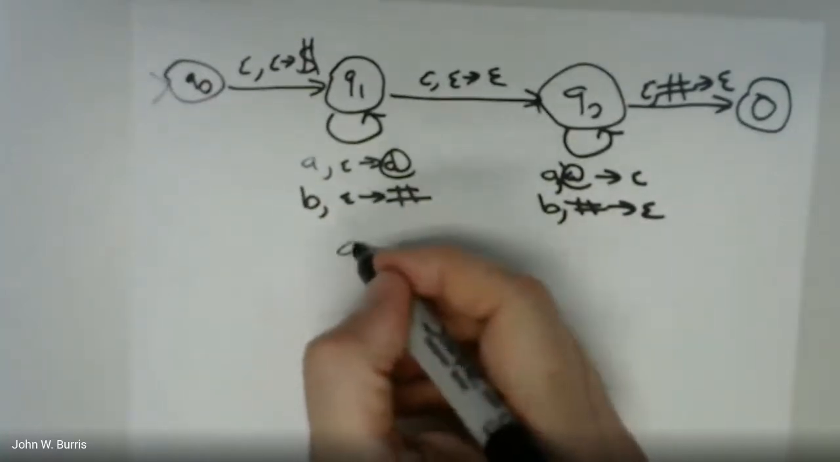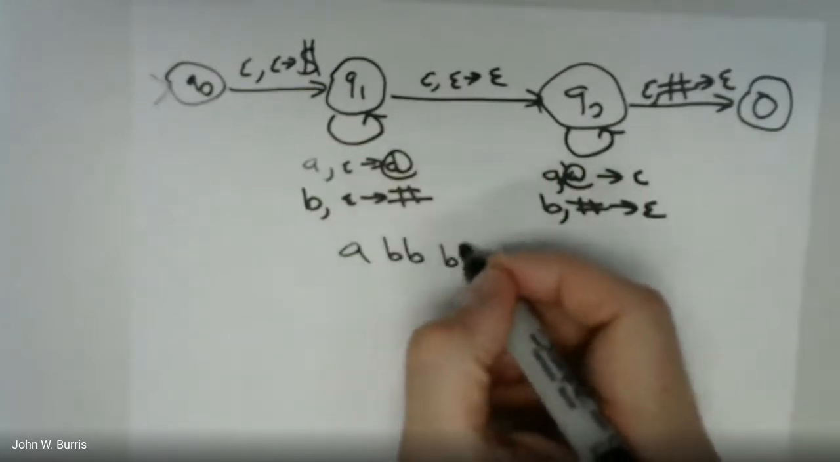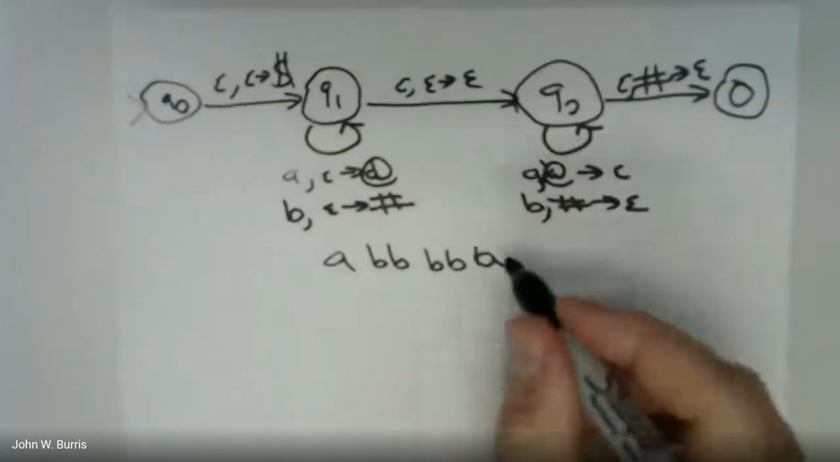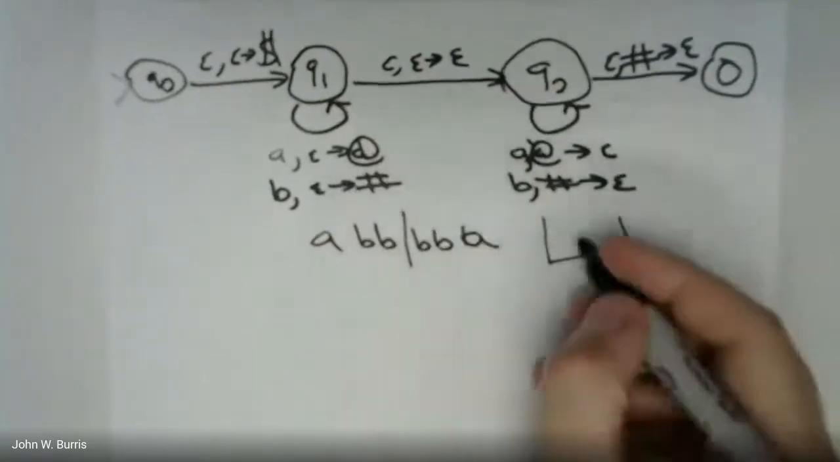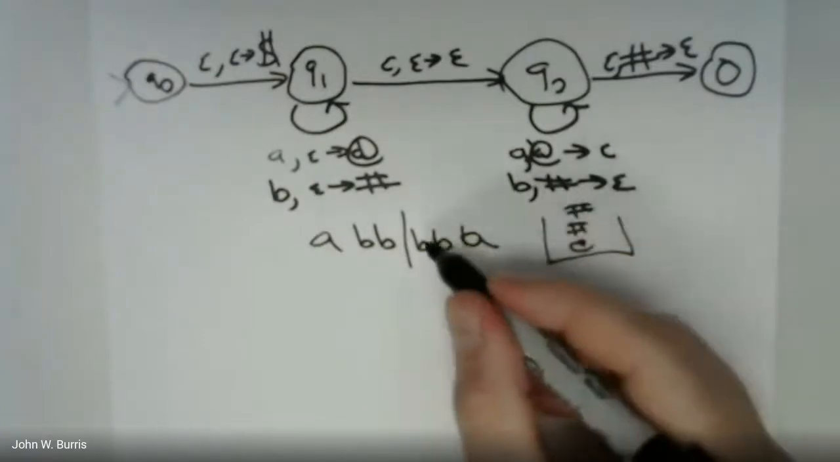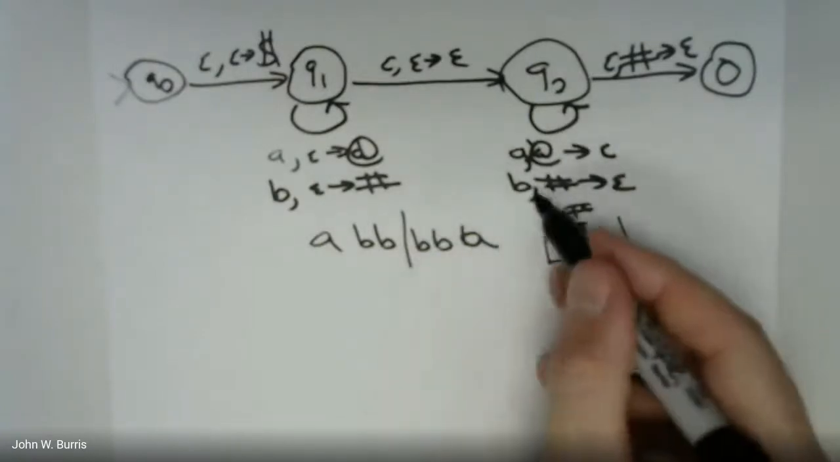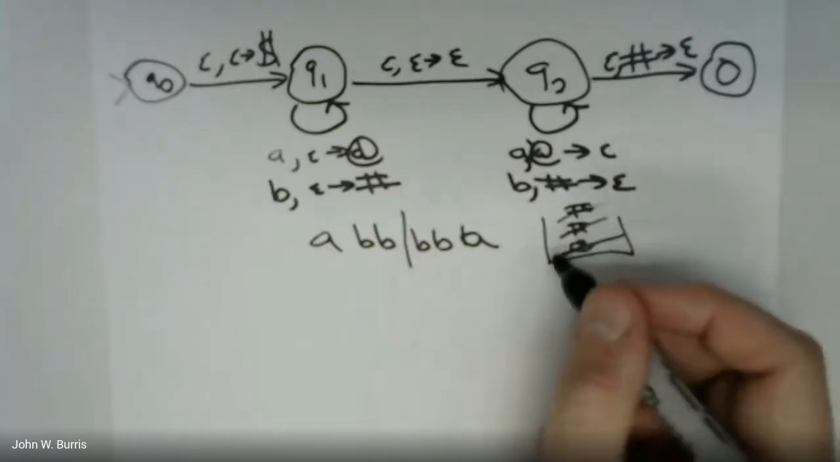I mean, you look at something like A, B, B, B, B, A. This is going to push on, in the middle part of the string, an at, and a hash, and then a hash. And then the second half, it's going to read a B, and it's going to pop a hash, and pop an at. So that's how that kind of used to match.